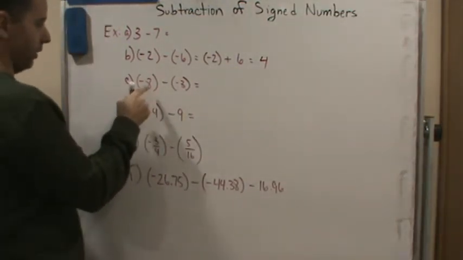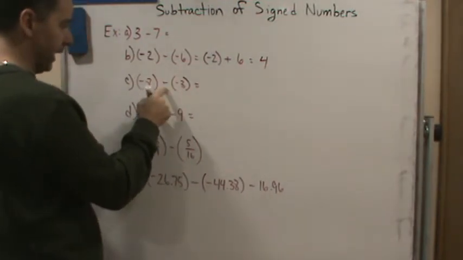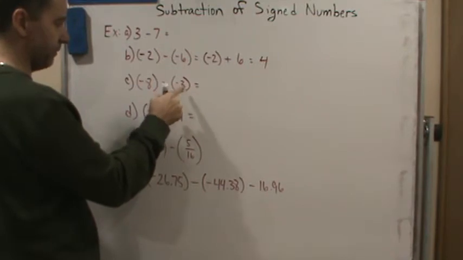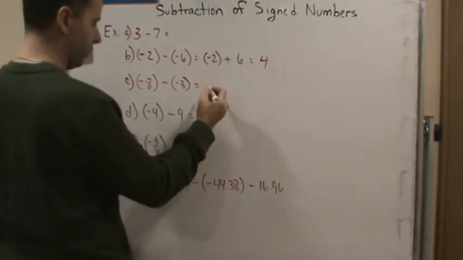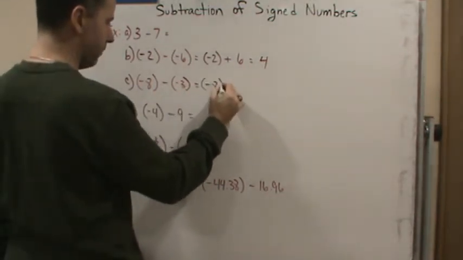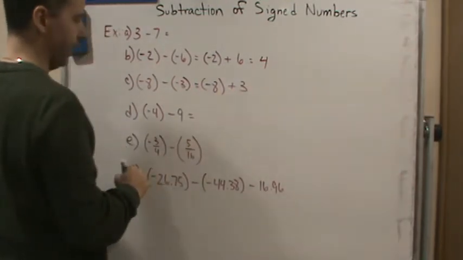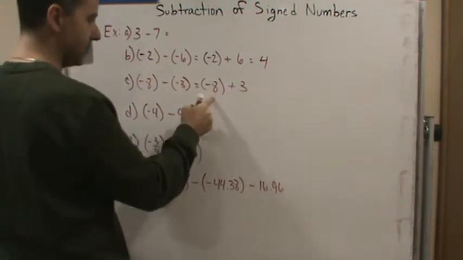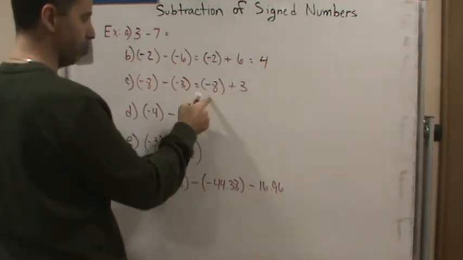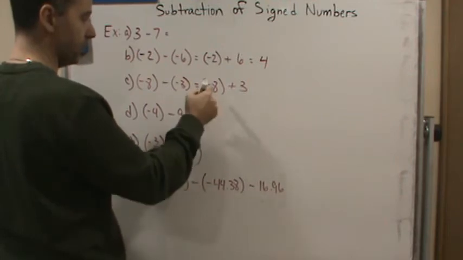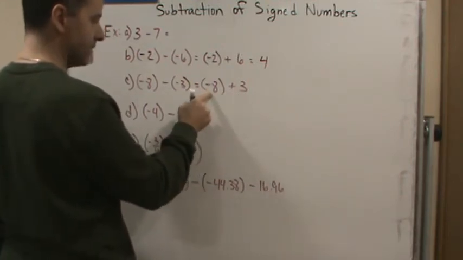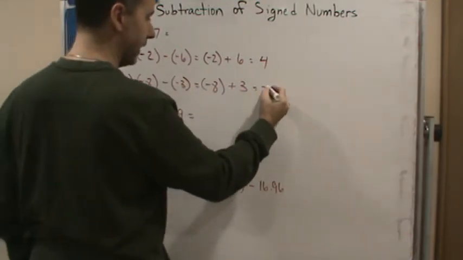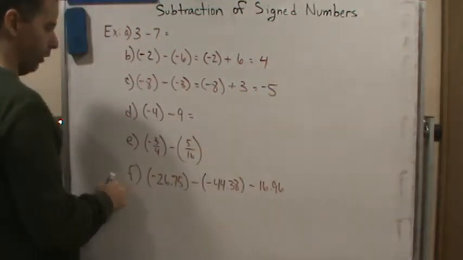Now, what about this one? Again, we're going to do the same thing. Change it from subtraction to addition, and then change the sign of the number that follows it. So this would be -8 plus 3. And so now, we're going to apply the appropriate rule. Opposite signs means that we subtract the two numbers and keep the sign of the larger number. So 8 minus 3 is 5, and since the larger number is 8 and it's negative, the answer is going to be -5.